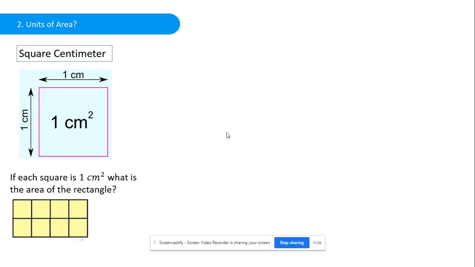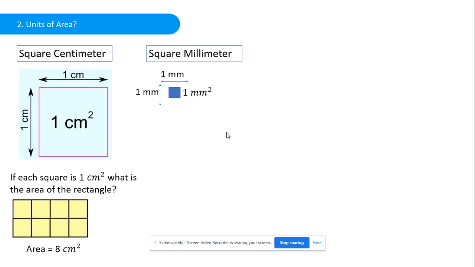So for example, if each square on this rectangle represents 1 centimetre squared, what would be the area of this rectangle? Well, we can see there are 8 1 centimetre squared squares there. So we would say this has an area of 8 centimetres squared or 8 square centimetres. You will have both terms used. Next, we have the square millimetre.